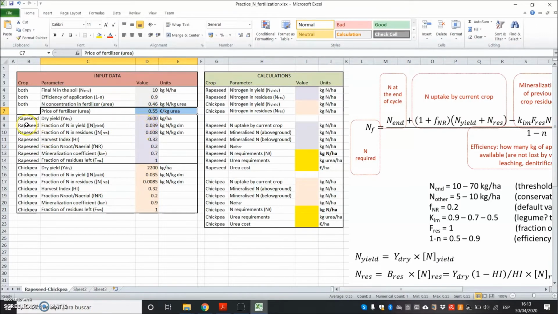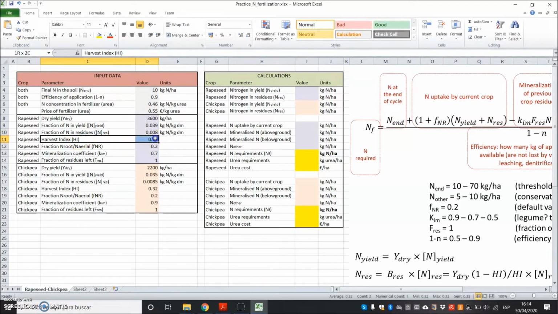The data for the crops include the dry yield, the fraction of nitrogen in the yield and residues. This can be obtained from the book Principles of Agronomy for Sustainable Agriculture, from the appendix of chapter 24 for a wide list of crops.